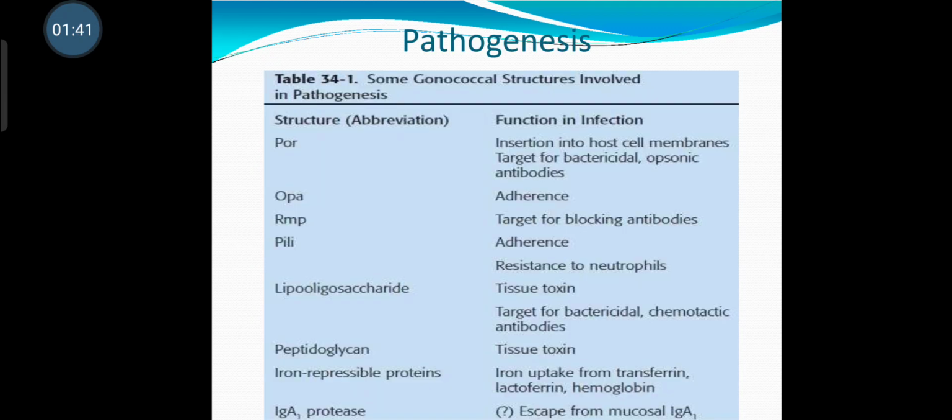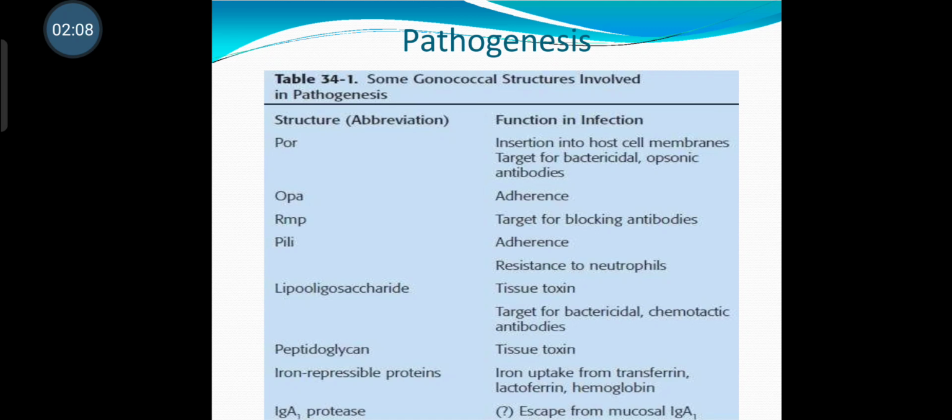Pathogenesis. So gonococcal structures which are involved in the pathogenesis of gonorrhea are different structures like pore, OPA, RMP, pili, lipooligosaccharide, peptidoglycan, iron repressible protein, IgA protease, etc. So these are the different structures or components of the gonococci which are causing the disease.